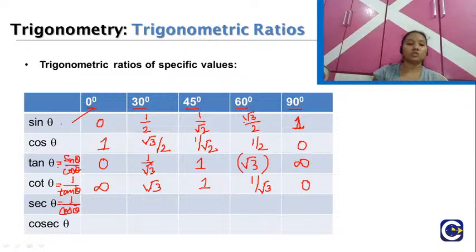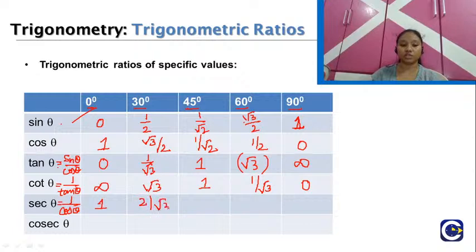Right. Now we'll compare to our cos theta. Secant 0 degrees will be equal to 1 by cos 0. So 1 by 1 will be 1, and here it will be 2 by root 3. Here it will be 1 by 1 by root 2, which will be root 2, and here it will be 2. And here secant 90 is nothing but 1 by cos 90, and cos 90 is 0. So here it will be equal to infinity. Right, so this is our secant theta specific values.